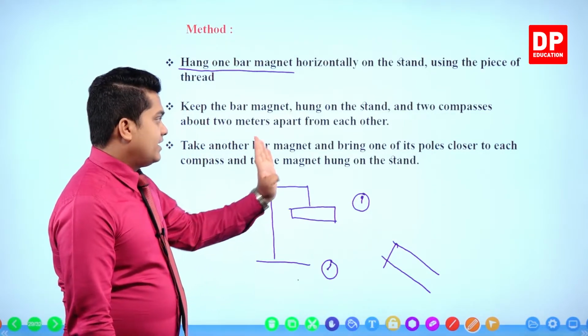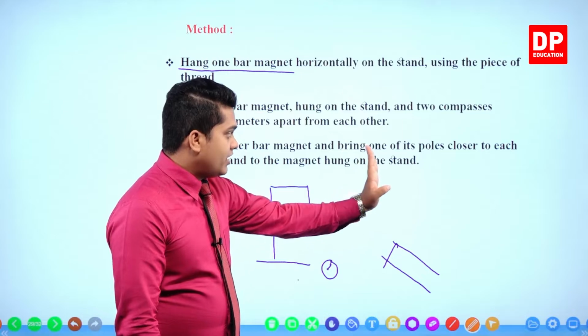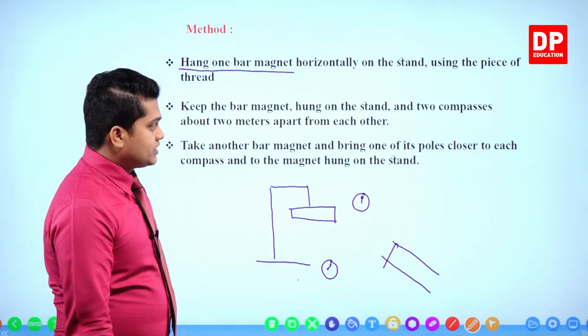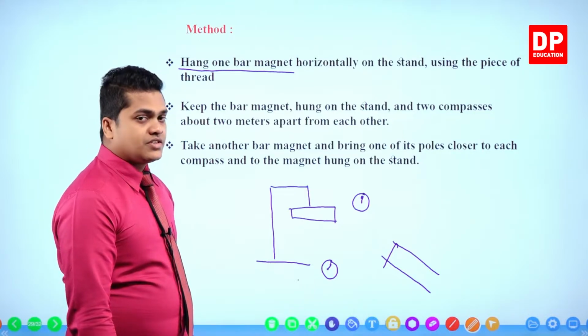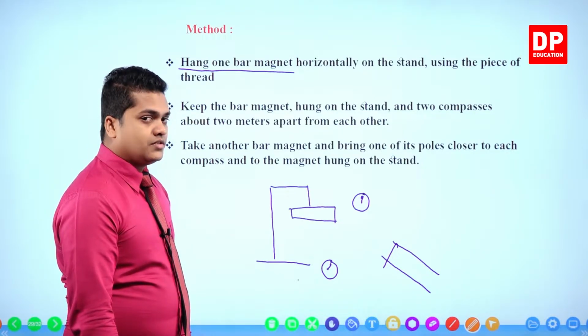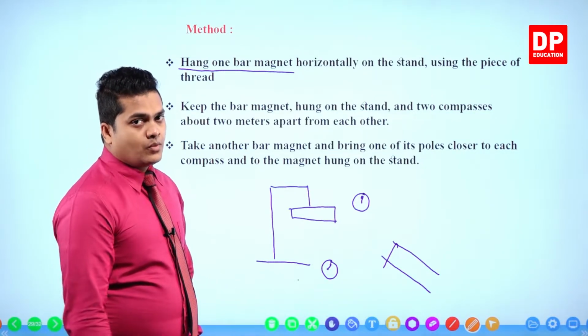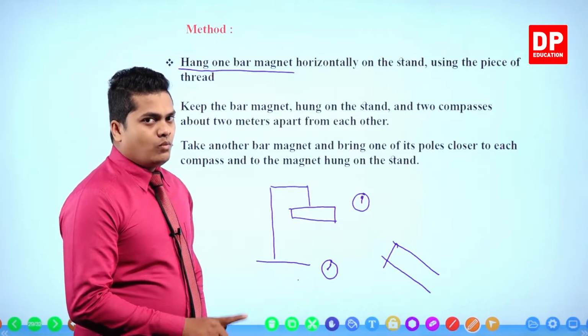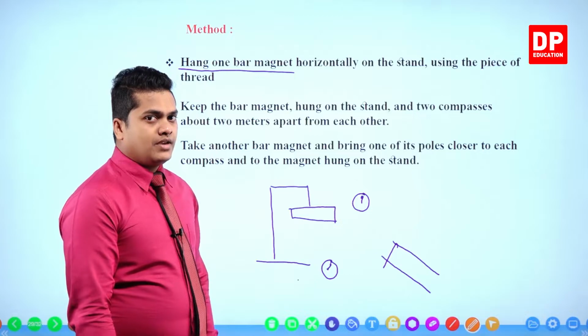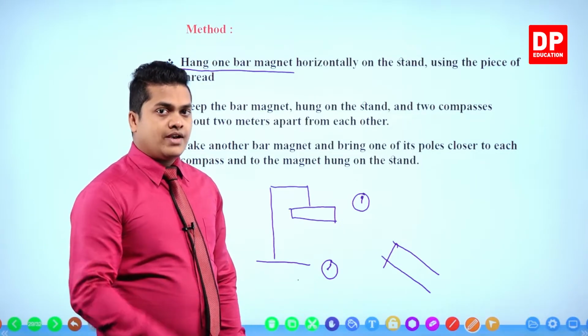Okay, right? So what you have to do? Take another bar magnet and bring one of its poles closer to each compass and to the magnet which is hung on the stand. So this is the way of doing the experiment. Now let's see what happens in this experiment, and we'll head on to the lab and let's see what happens.